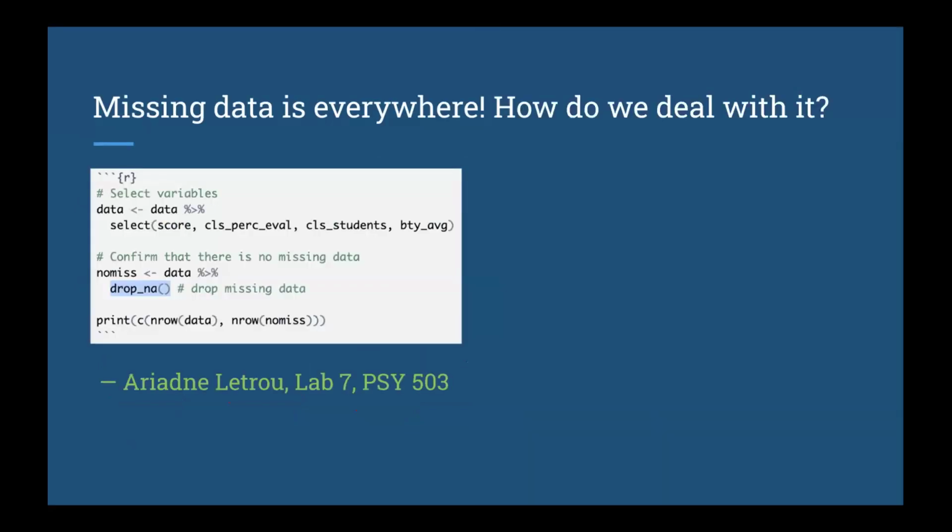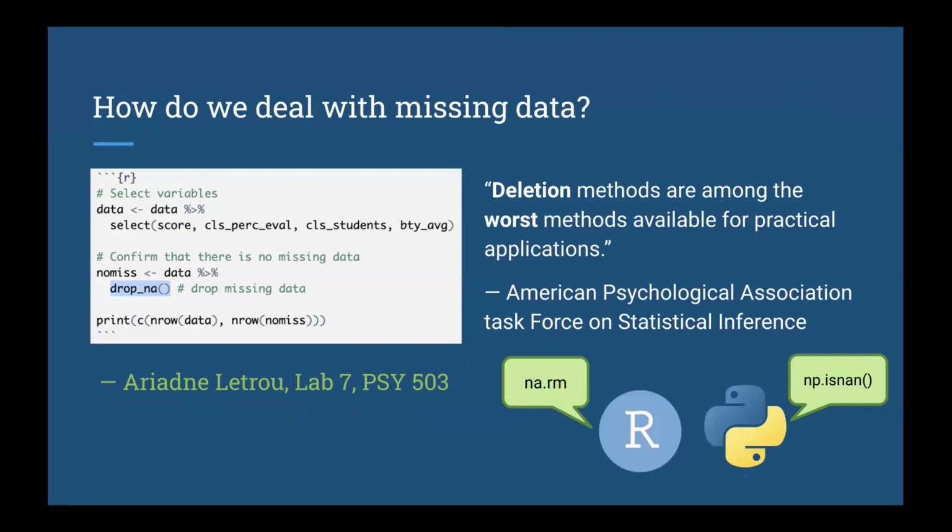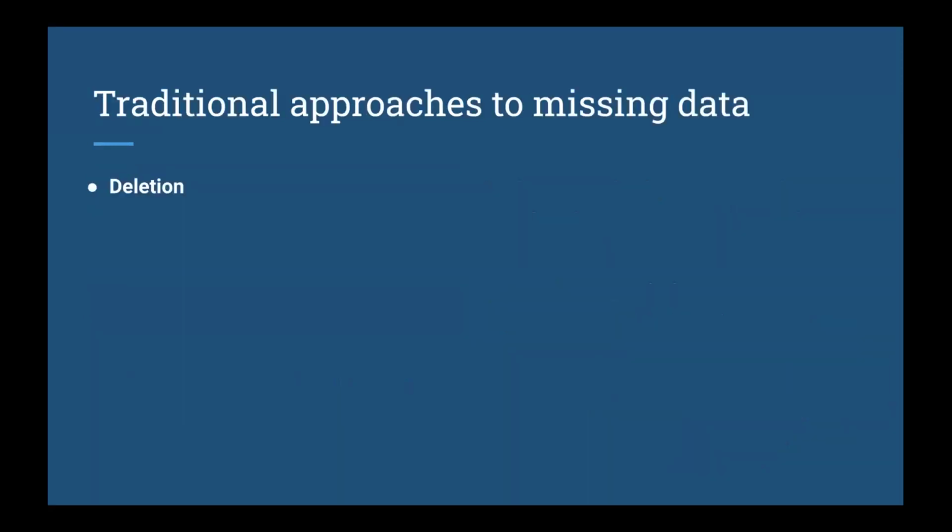This is me in lab 7, and I'm just dropping all the missing data, which is a bad thing to do. The American Psychological Association says that deletions are among the worst methods available for practical applications. And it's not really our fault, is what the reading says, because R and Python and other software packages make it incredibly easy to remove missing data. They do it by default. So we do it a lot.